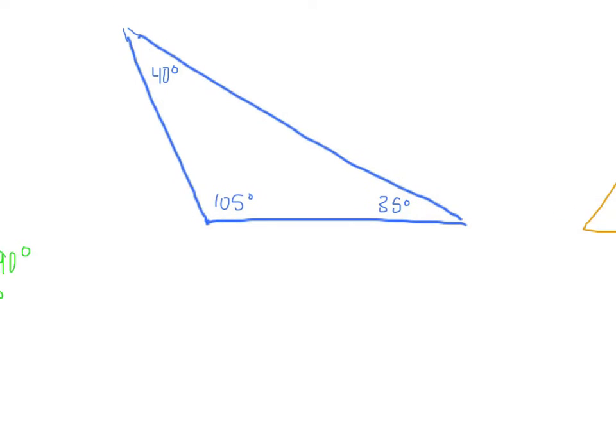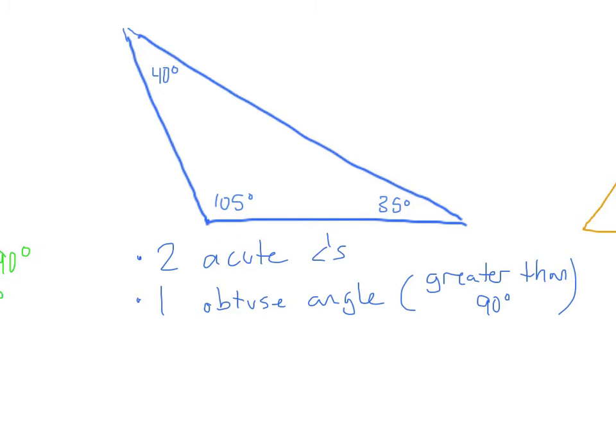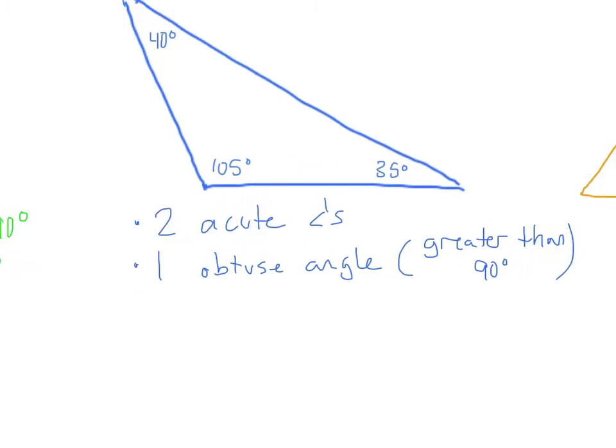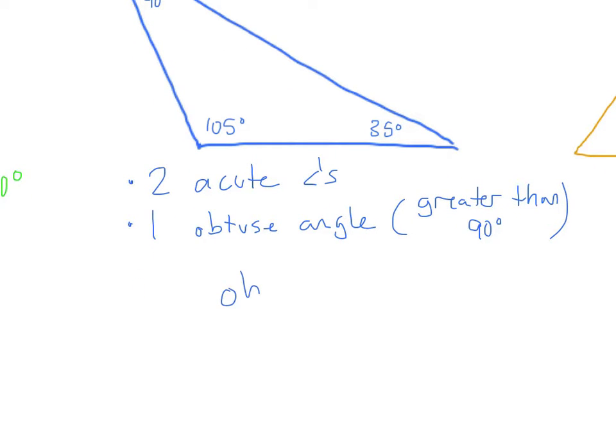And over here, okay, so we have one angle that's less than 90, it's 35. One angle that's less than 90, it's 40. But then we have one angle that's greater than 90. So what does that mean? Well, I have an acute angle here, an acute angle there, but this is what kind of angle? Obtuse. All right, 2 acute angles, 1 obtuse angle. So what do we call it? It's an obtuse triangle.